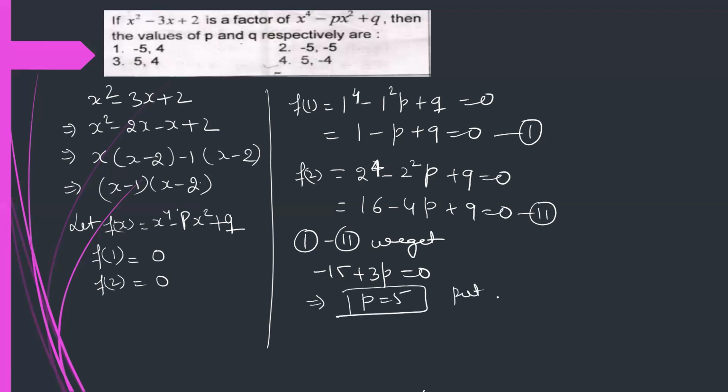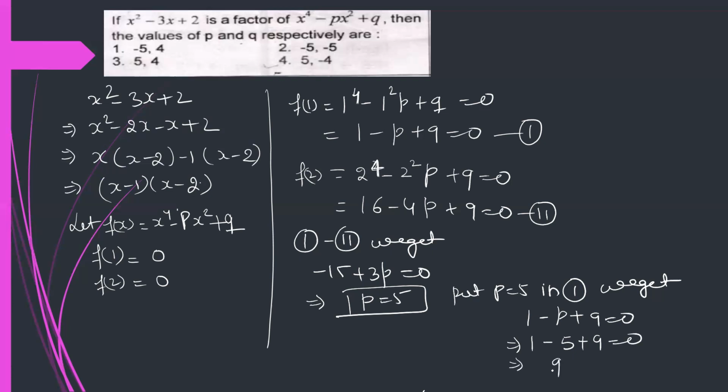Now put p equals 5 in any of the above equations. I'm putting it in equation 1. We get 1 minus p plus q equals 0, which means 1 minus 5 plus q equals 0, which gives you q equals 4. So p equals 5 and q equals 4 will be the answer. 5 and 4. Option C is the correct answer.